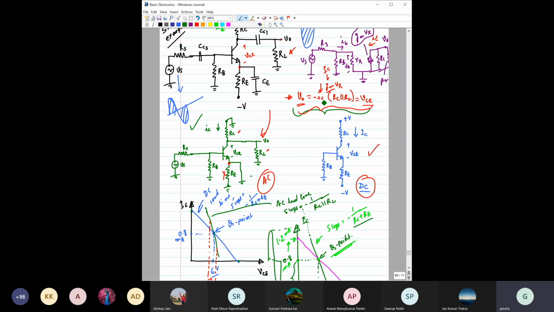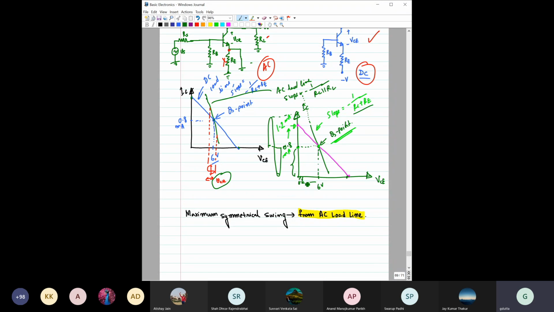This V output is equal to IC into RC parallel RL. Now you know what is IC. IC is 0.8, that is the maximum change in small i_c. You know the value of RC, you know the value of RL. So if you can find it, you can find what is the change in V of C.